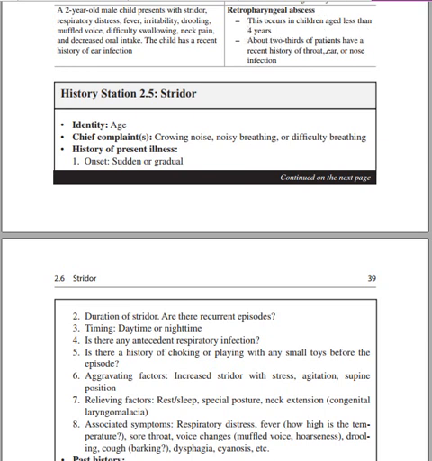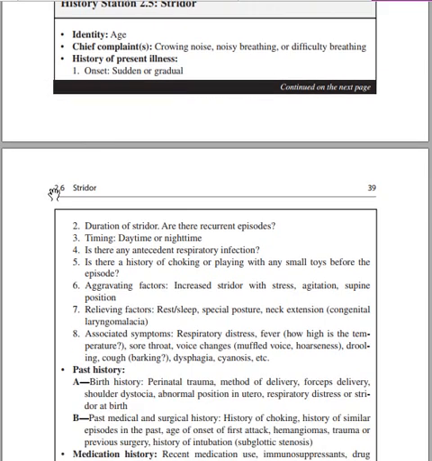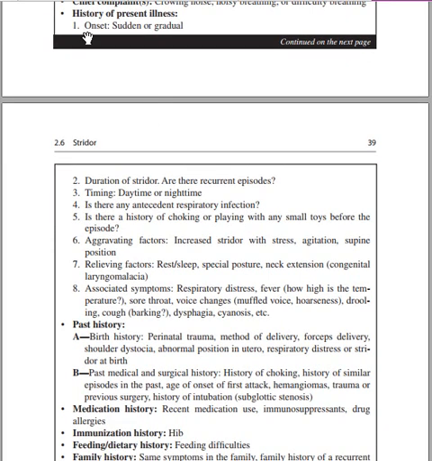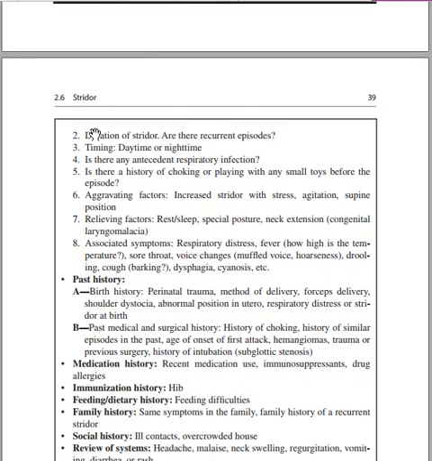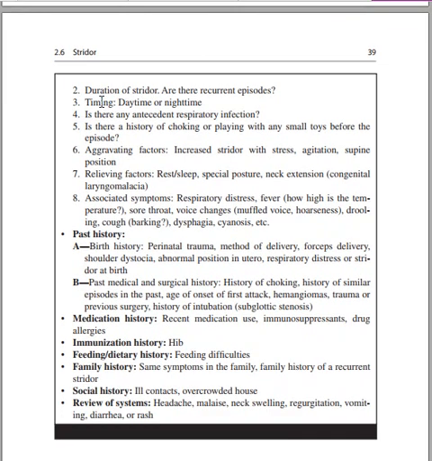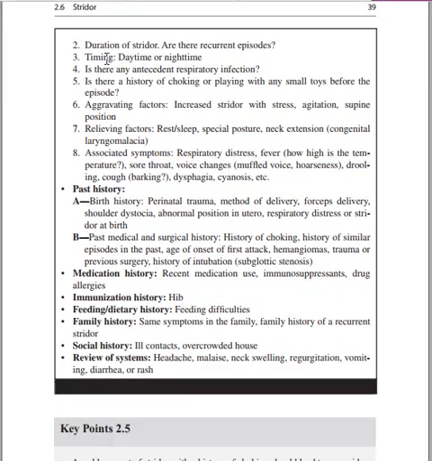About 2/3 of the patients have a recent history of a throat, ear or nose infection. So let's come back to history taking in stridor. We have to take identification, chief complaint, and the history of present complaint: the onset, the source and character, the duration, acute or chronic, and the timing, daytime and night time. Is there any antecedent recurrent respiratory infection?